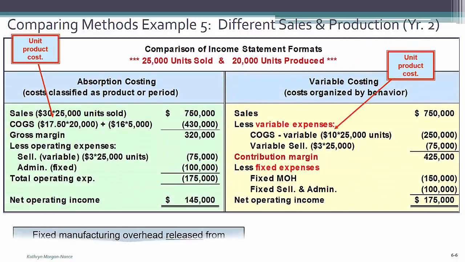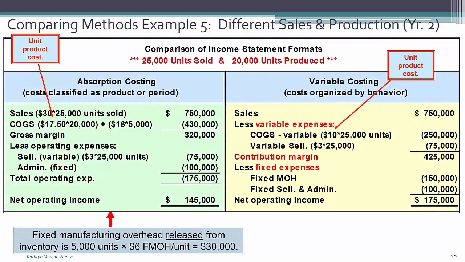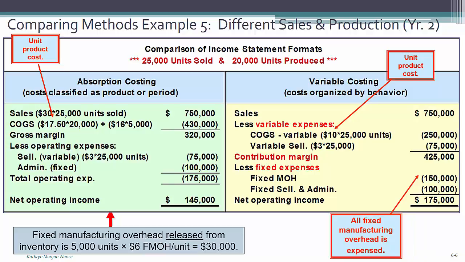In year 2, sales of $750,000 are reported under both methods. ARCO sold 25,000 units even though it only produced 20,000 units. Remember that 5,000 units were sold from the beginning inventory. The primary impact of selling units out of beginning inventory is visible in the absorption costing income statement, specifically cost of goods sold. That's on the left.